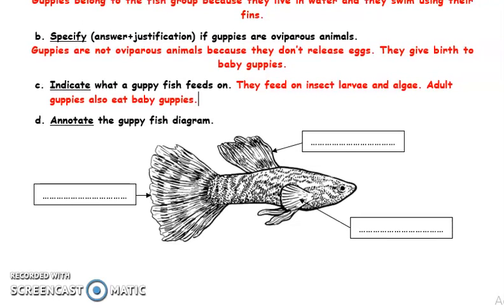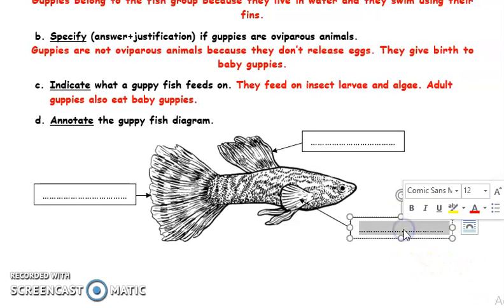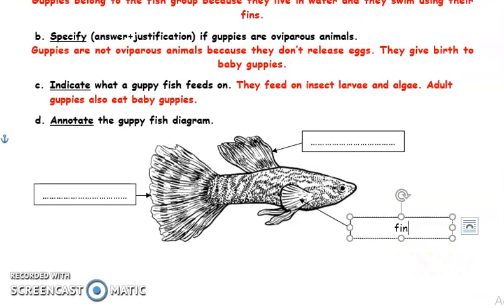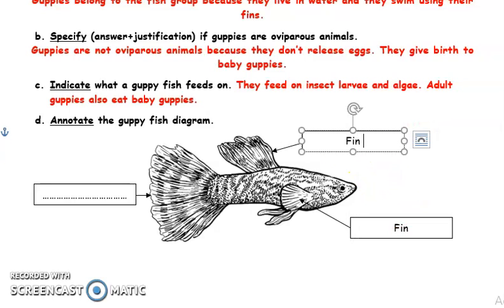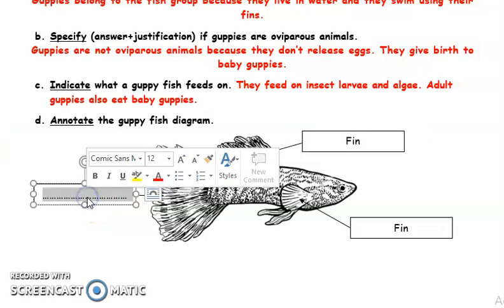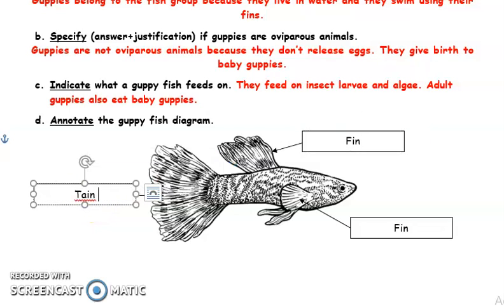Let's annotate this diagram. What is this? This is a fin. This is also a fin. And this is the tail fin of the fish, looking like a fan.